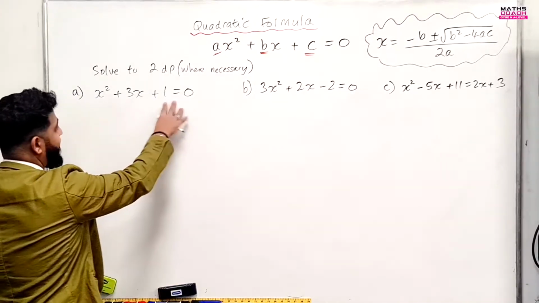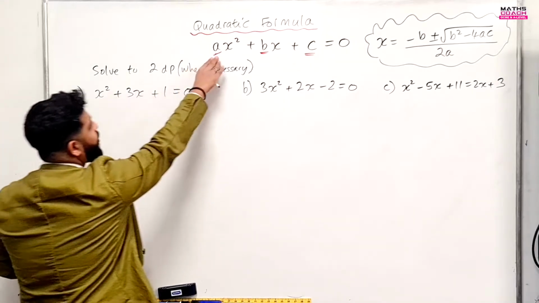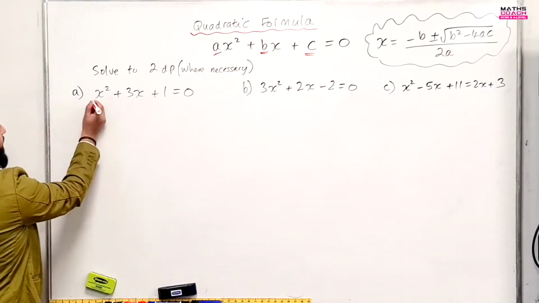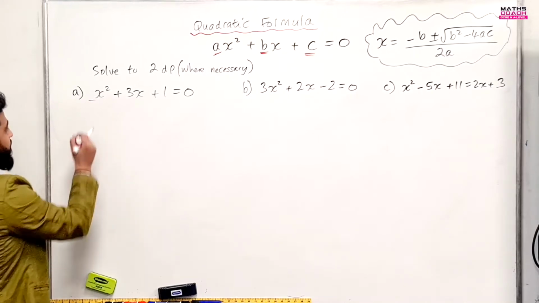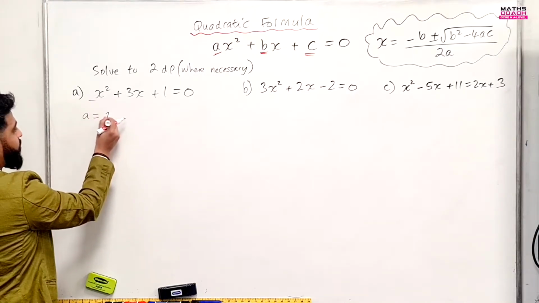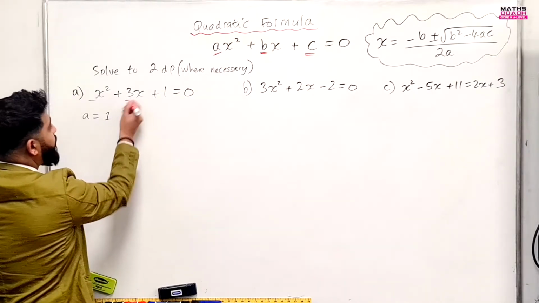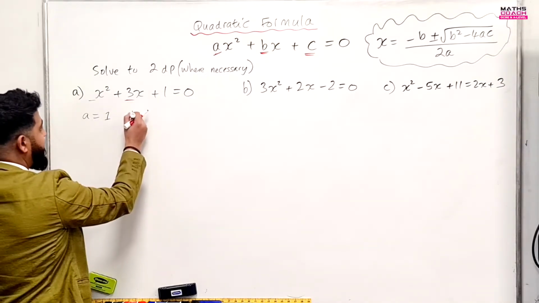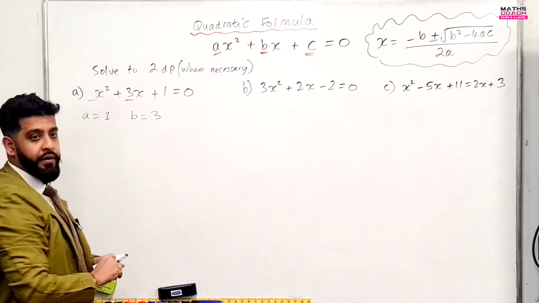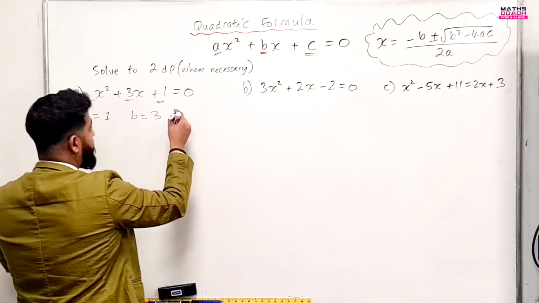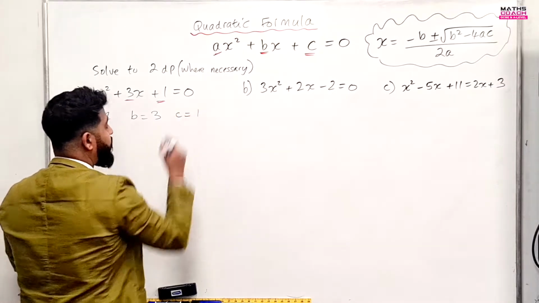So if you have a look at this, what is your value of A, B, and C? So what's my value of A here? 1. So A, I will write down, is equal to 1. What's my value of B here? 3. So I will write B is equal to 3. What's my value of C? 1. So I'll write C is equal to 1.